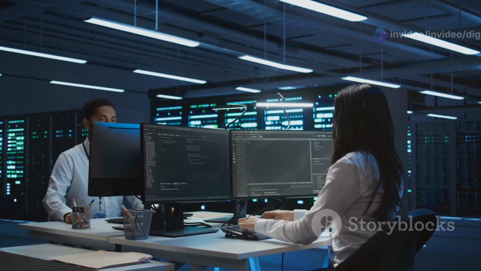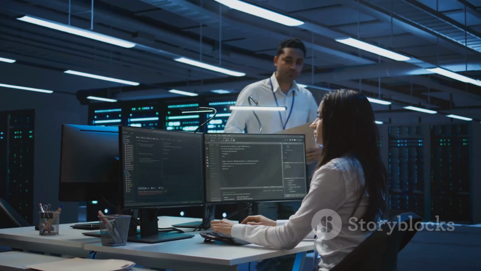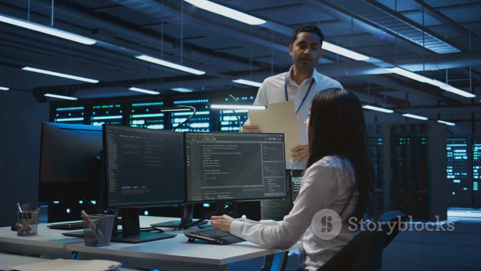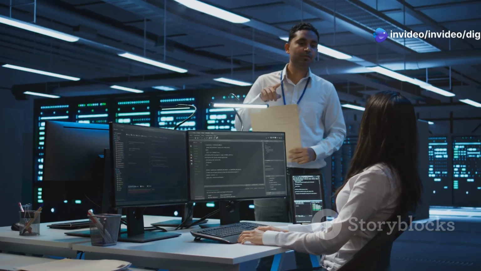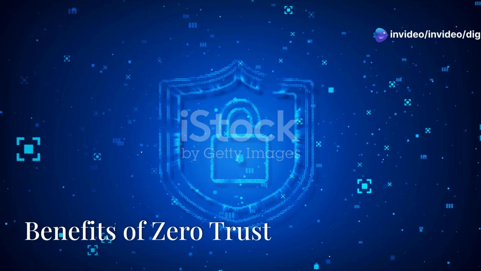5. Continuous monitoring. Use advanced analytics, artificial intelligence, and machine learning to continuously monitor user and device behavior for anomalies that may indicate a threat.